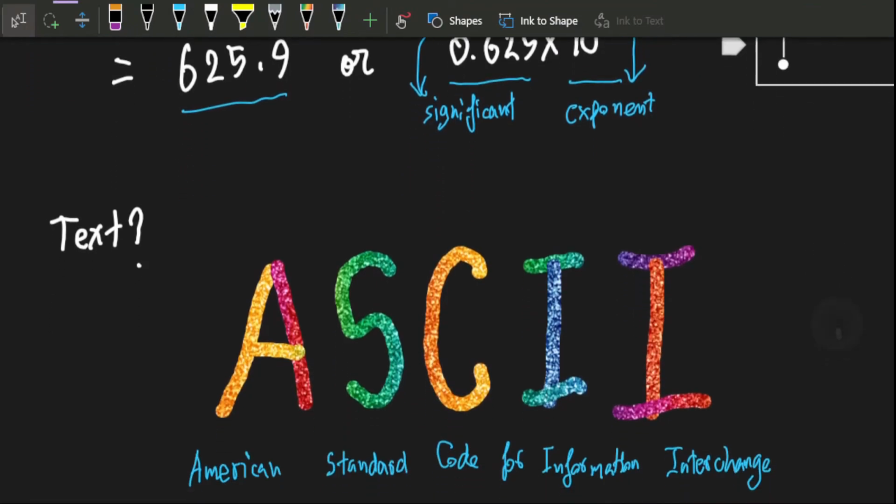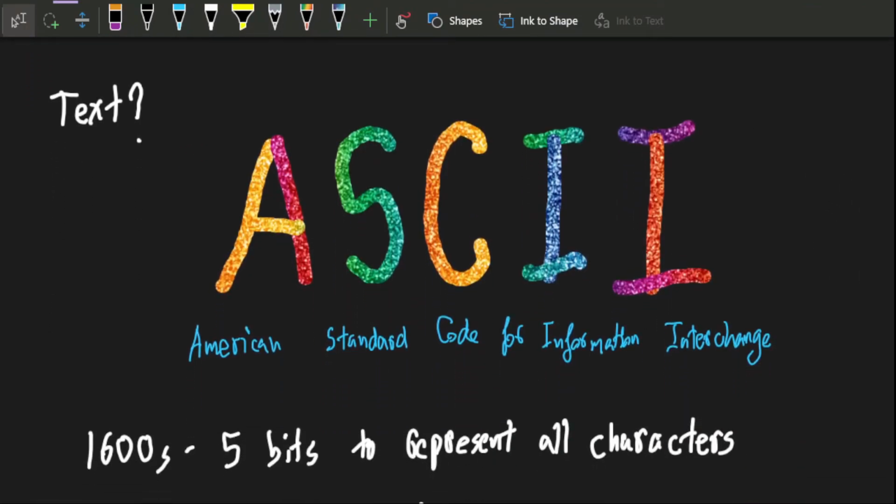But what about text now? The most common convention of representing text by binary numbers is ASCII, which is the American Standard Code for Information Interchange. If you haven't heard about ASCII, you're going to learn how it was invented now.